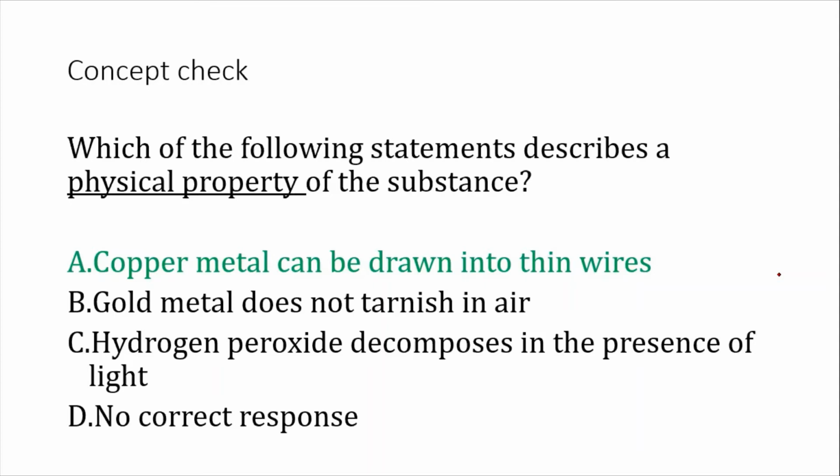Tarnishing is a chemical reaction. It's like a metal being exposed to air and changing its composition on the surface that's exposed. Hydrogen peroxide decomposing. Decomposing is when one substance turns into another substance. So that's also going to be a chemical property.